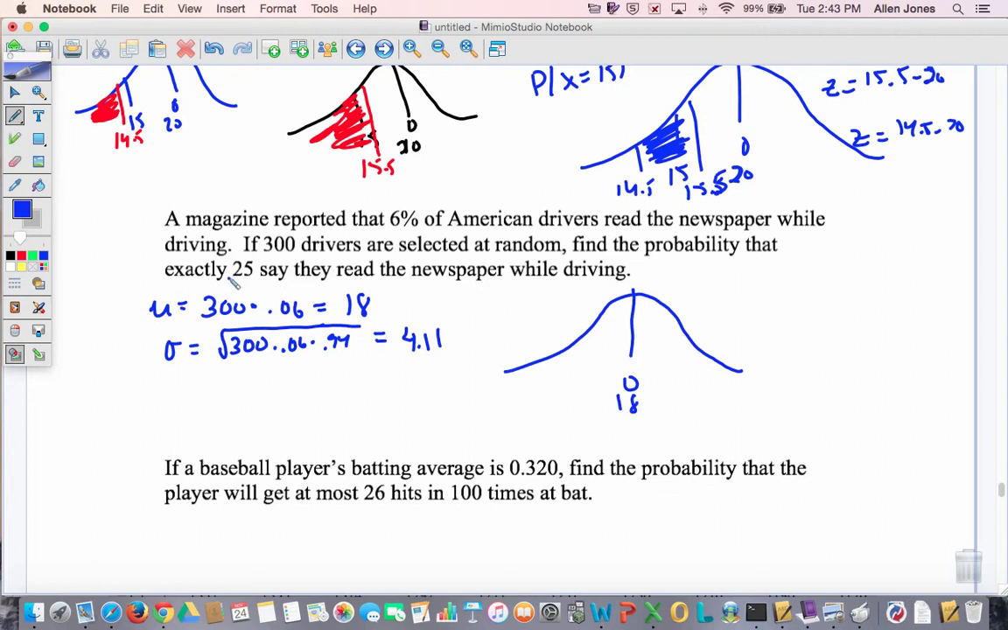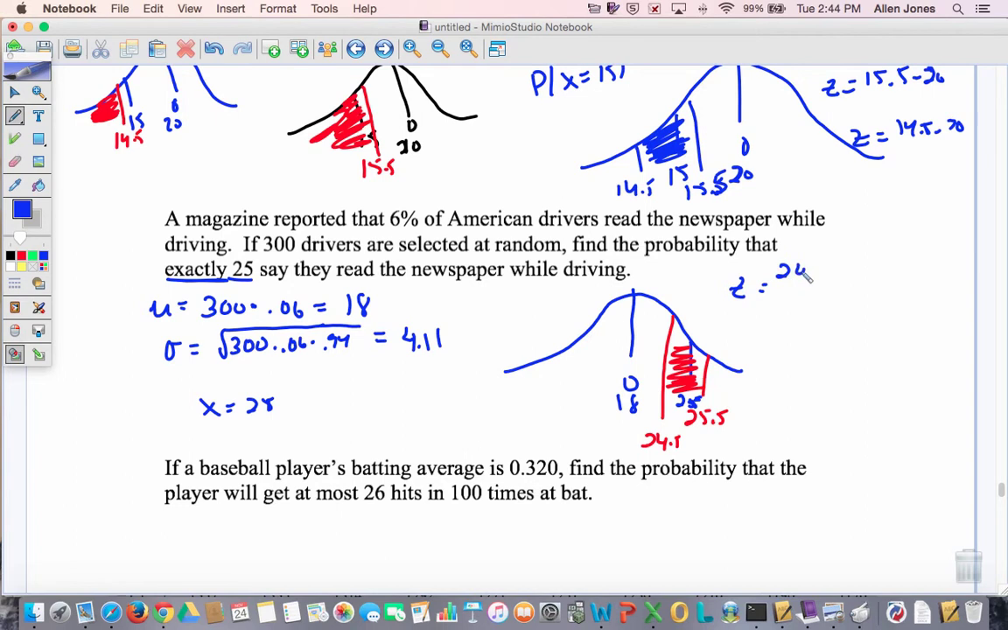So on our curve here, we have our mean of 18 in the middle, and we want to say exactly 25, so 25 would be on this side. Because it's exactly, that means our probability is equal to 25, so we're going to do a correction on both sides, 24.5 and 25.5. Try and clean that up a little bit. So 25 is there in the middle. I'm going to put my correction on one side to be 25.5 and my correction on the other side to be 24.5, and we're going to calculate a z-score for both of those.